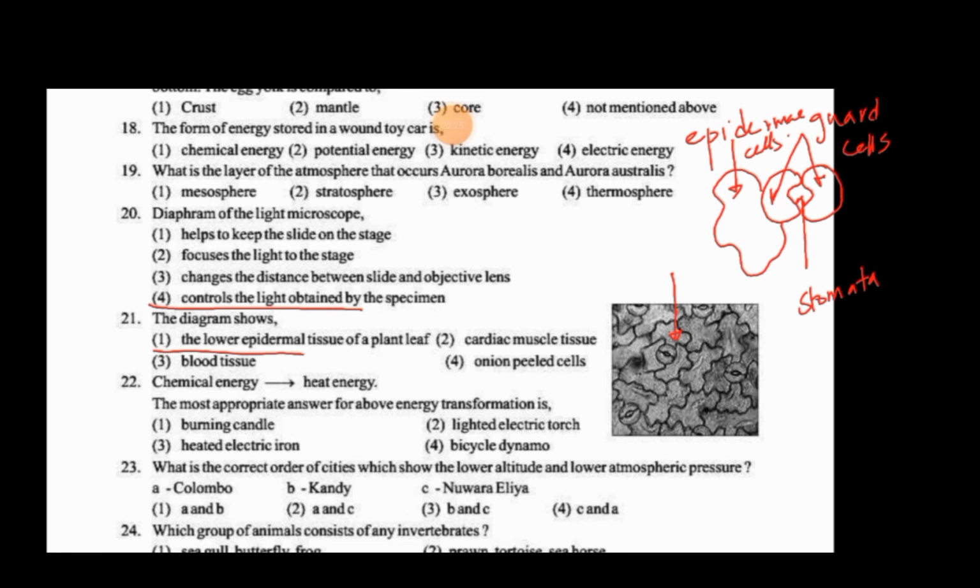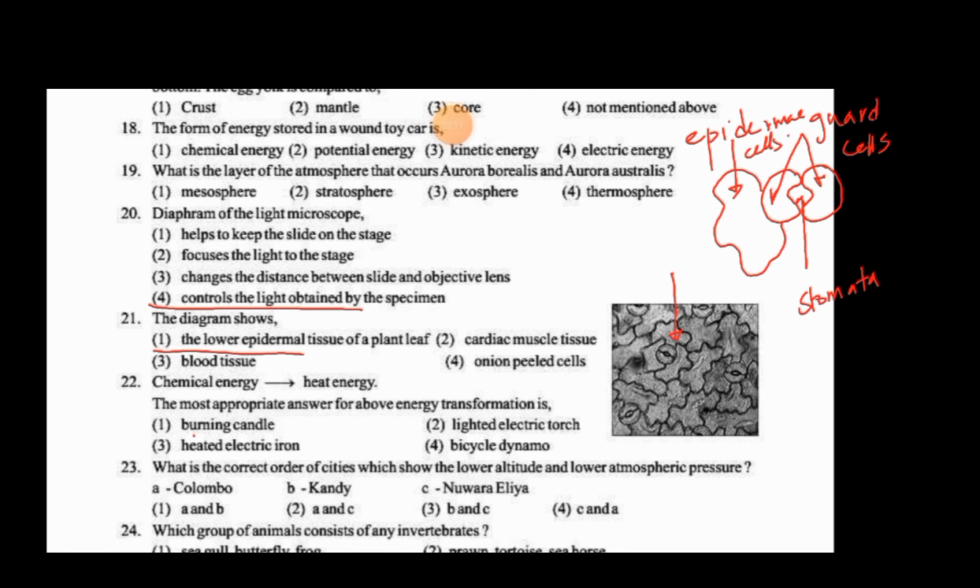Burning candle, lighted electric torch, heated electric iron, bicycle dynamo, right? In a candle, candle wax, no? So it is a chemical. When this chemical burns, when the thread present in the candle burns, what happens? This solid wax evaporates, right, and produces heat. So this conversion of chemical energy to heat energy, that energy transformation can be seen when burning a candle. Lighted electric torch, what happened here?